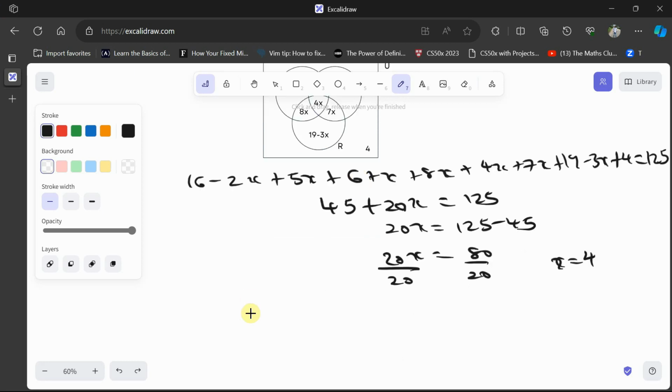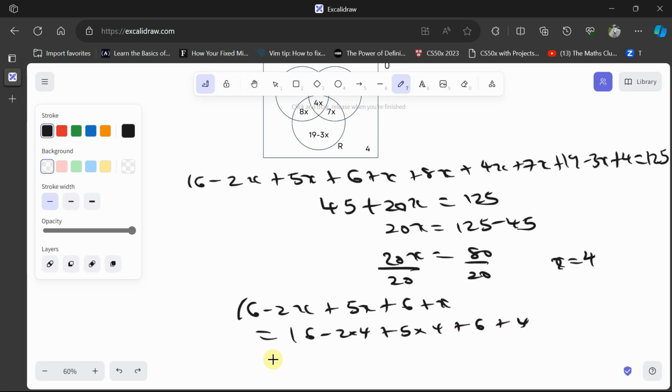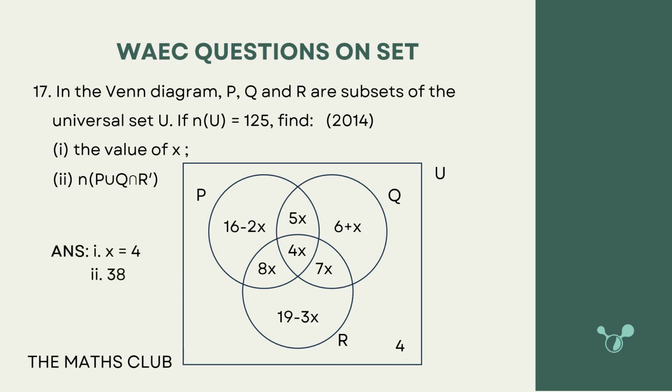So let's go. That will be 16 minus 2x plus 5x plus 6 plus x. So this is 16 minus 2 times 4 plus 5 times 4 plus 6 then plus 4. This is like saying 16 minus 8 plus 20 plus 6 plus 4. Let's solve that on a calculator. It gives 38. Now let's see if our answer is actually correct. We can see our x is equal to 4 and the answer is equal to 38.